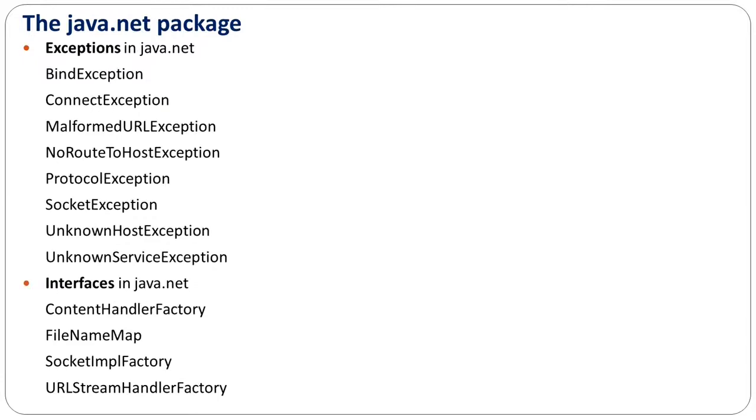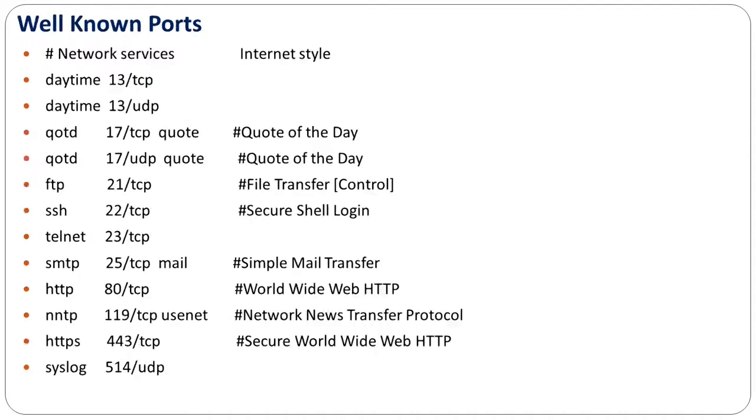Apart from these classes, there are other exceptions in java.net. Whenever an IP address or host is not available, then MalformedURLException and SocketException are thrown from the application. There are also certain interfaces that are used, like URLStreamHandlerFactory and SocketImplFactory.